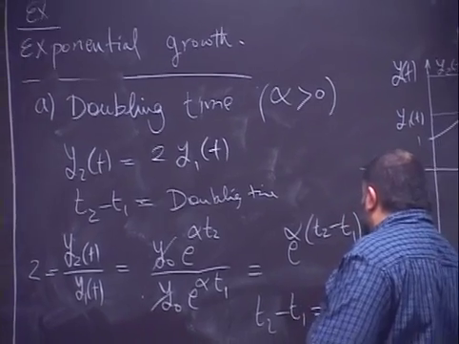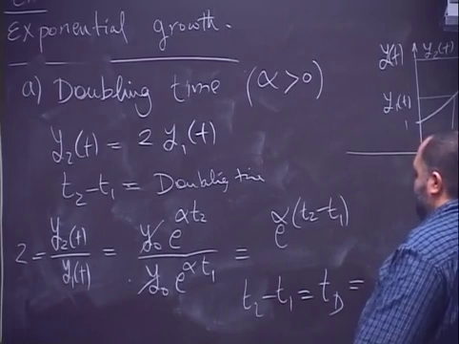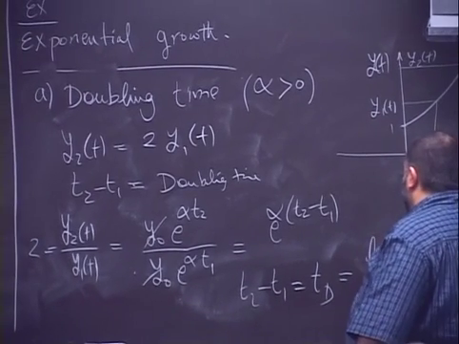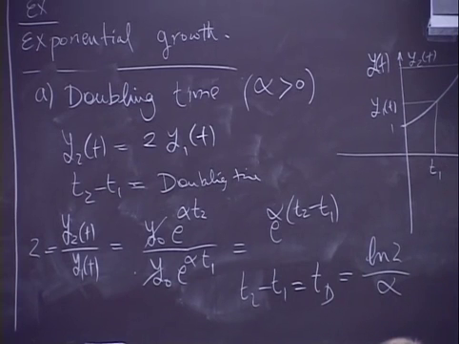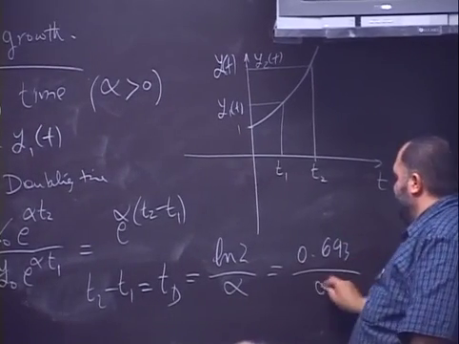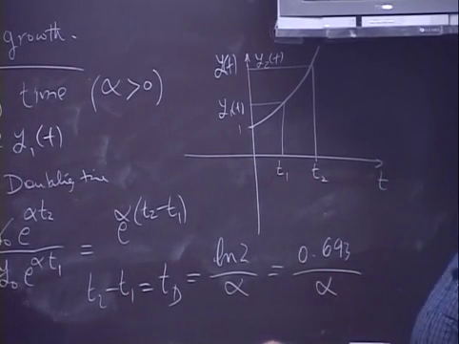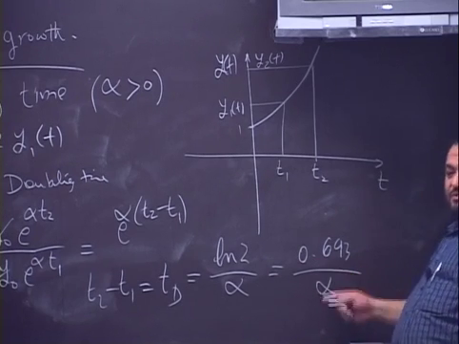We call it t doubling. And this will be just what? ln 2 over alpha. What's ln 2? 0.693, nearly 0.7. Okay, guys, 0.693 over alpha. So you can get the doubling time by just substituting in this equation.